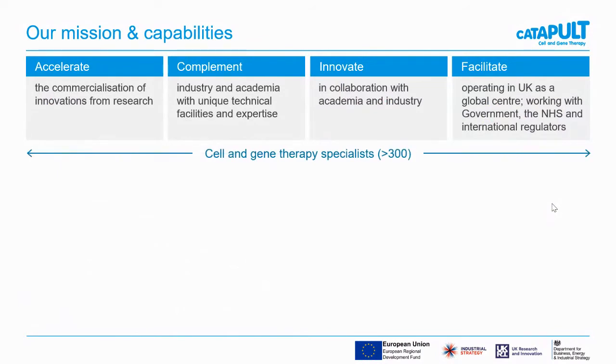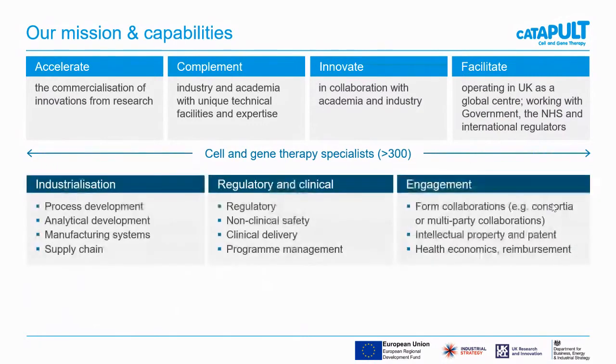The Cell and Gene Therapy Catapult has more than 300 specialists that can support in a number of ways during the commercialization journey of a cell or gene therapy. Our teams can support with process development and analytical development. We have regulatory and clinical teams that can support with regulatory matters when it comes to having conversations with regulatory authorities such as the MHRA. Our non-clinical teams can support with developing a preclinical strategy to mitigate the risks and enable a smoother transition to the clinical phase. And our clinical teams can support with the design and appropriate management of clinical trials. Also, we have expertise in intellectual property, patent protection, as well as health economics and market access.